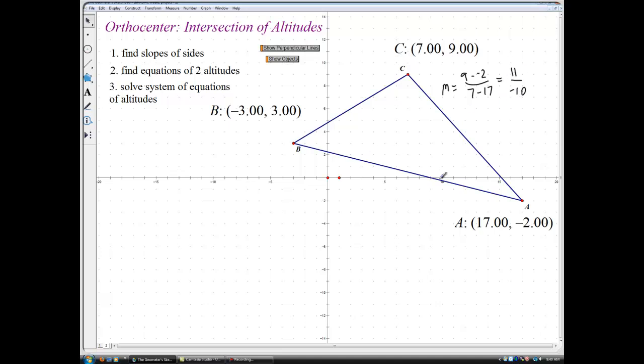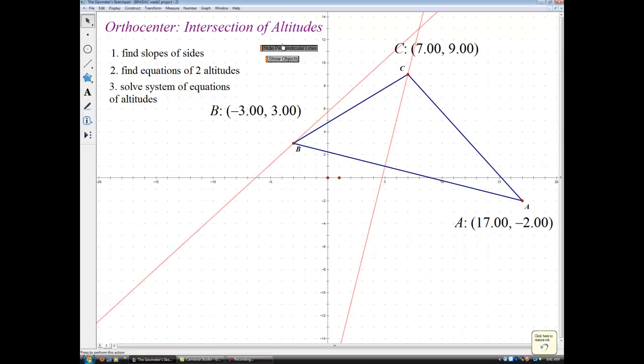And now the slope of BA, the slope is y2 minus y1, 3 minus negative 2 over x2 minus x1, negative 3 minus 17. Alright, 5 over negative 20, and that reduces to a negative 1/4. The slope of the altitude to this side will be a positive 4 over 1. Alright, let's look at these altitudes again.